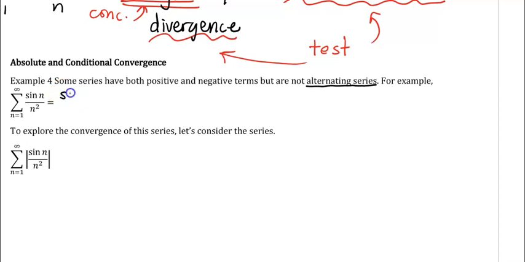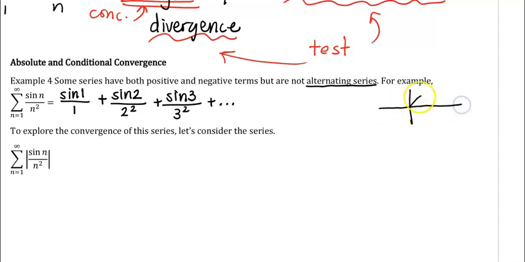With this sine that shows up in the numerator, I know that at some point the terms of this series will change sign. Some of them will be positive and some of them will be negative. We know that because of the nature of the sine function, which bounces up and down between positive 1 and negative 1. So this is not an alternating series, and the alternating series test will not work in example 4.